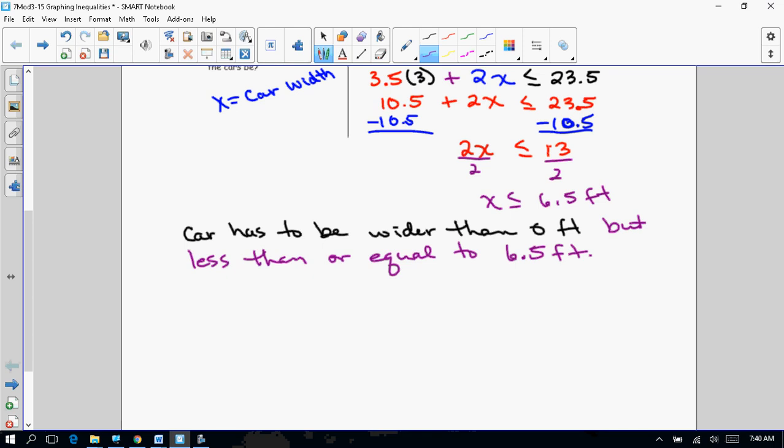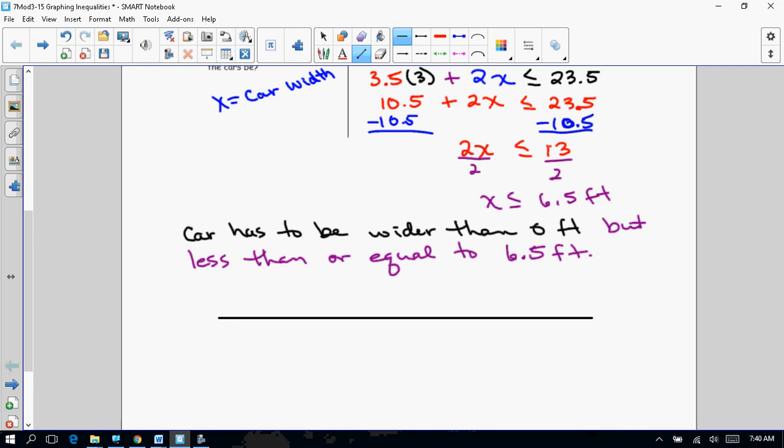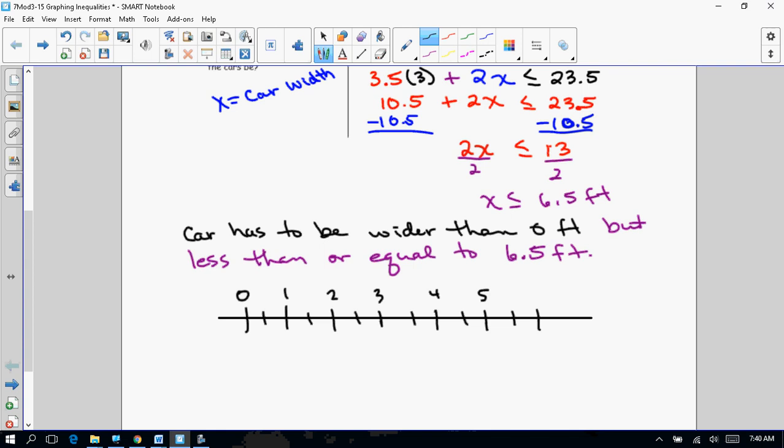So if I said, let's draw this on a number line, all right, so just draw yourself a number line really quick. Okay, I don't need to worry about my zeros or negatives. So I'm going to go 1, 2, 3, 4, 5, 6, 7. There. Okay, so I've got that there. It can be exactly 6.5 feet. So what I'm going to do is I'm going to put a dot at the 6.5. Because 6.5 is included, I'm going to color in the dot. It is included in my solution. All right, now let's talk about the width of the car.